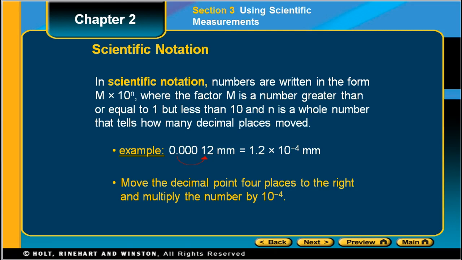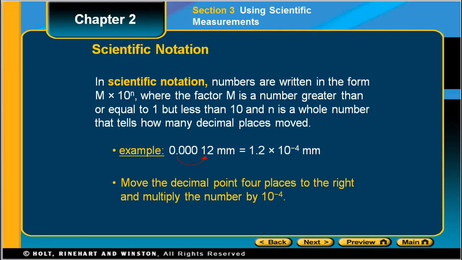The definition says that these numbers are written in the form m times 10 to the n, where the factor m is a number greater than or equal to 1, but less than 10. And n is a whole number that tells you how many decimal places to move. So m could be like 1.2, it could be 3.7, it could be 7.01, whatever. But it can't be 10 point something, and it will not be 0.98. You have to have a number between 1 and 10.